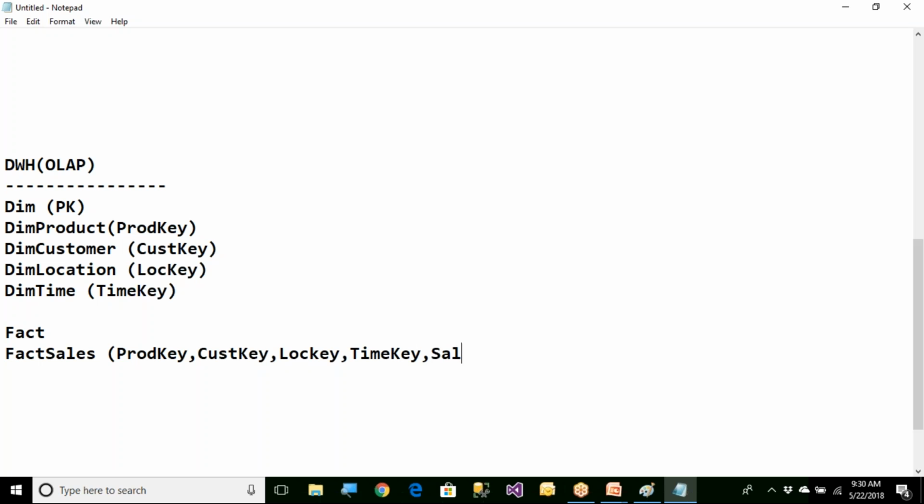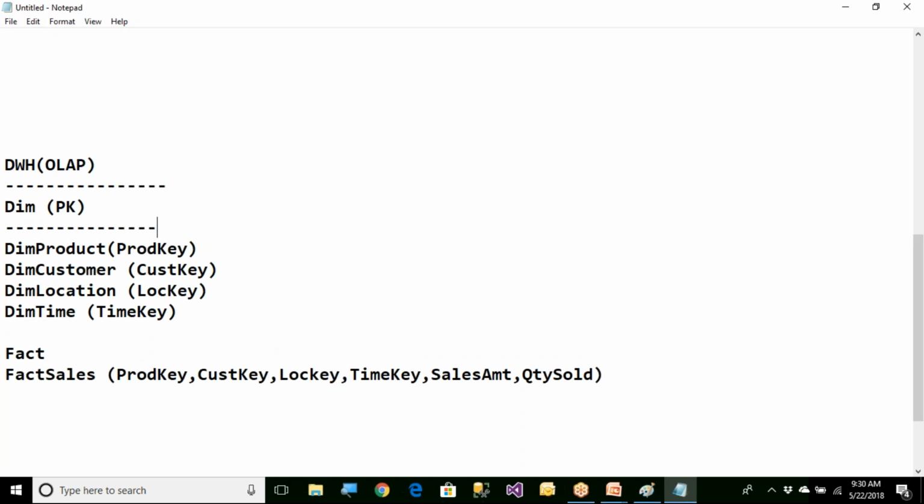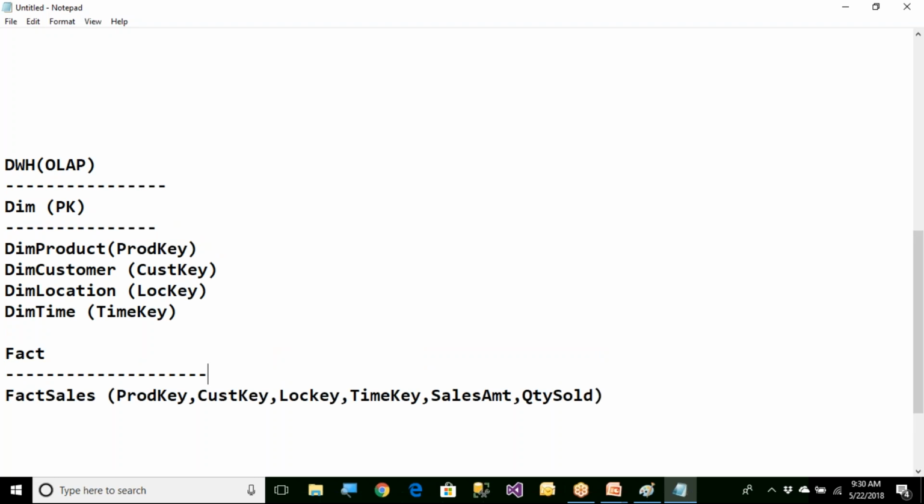All these will be your foreign keys. Plus you may have the sales amount, and how many products we sold, something like this. This table will be created. So all the primary keys of the dimension tables will be foreign keys of the fact table. This is the simple and easiest way I have explained the concept.